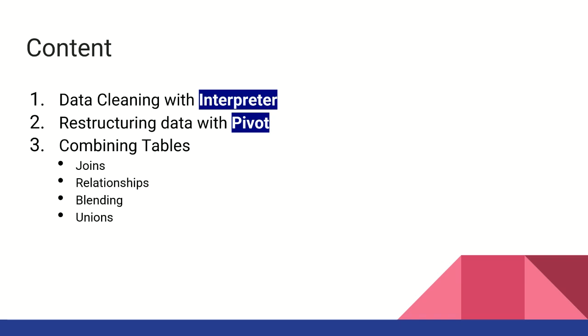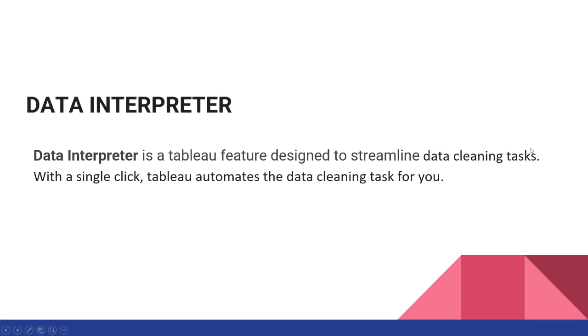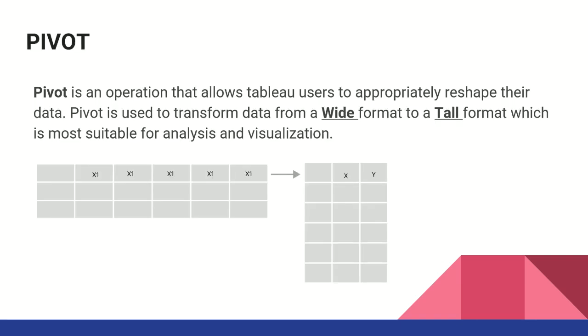Okay, so we're going to be touching them one after the other, starting from data cleaning with interpreter, right? What is the Tableau interpreter? So the Tableau interpreter is a feature in Tableau that is streamlined to do all of your data cleaning tasks for you. You don't need to stress, you don't need to break a sweat over anything. All you need to do is just click, and with a single click, all of your data cleaning tasks are streamlined. They are done automatically. Everything is done, right?